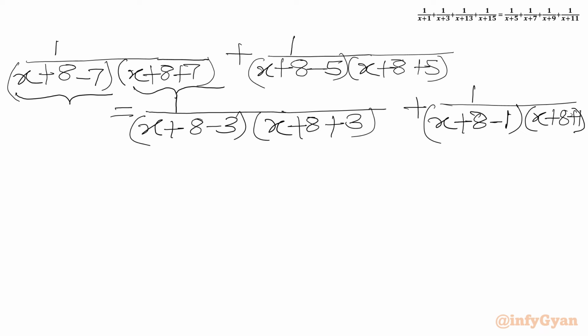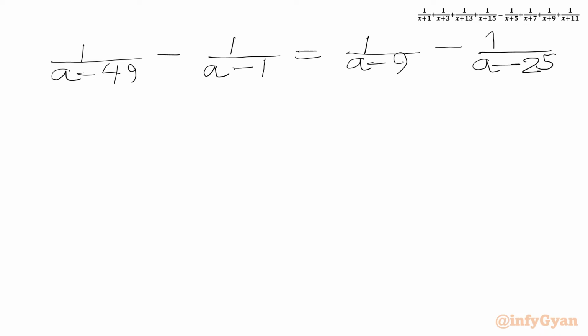Now we are going to take 1 over a minus 1 to the LHS and 1 over a minus 25 to the RHS. We will get 1 over a minus 49 minus 1 over a minus 1. This will be equal to 1 over a minus 9 minus 1 over a minus 25.